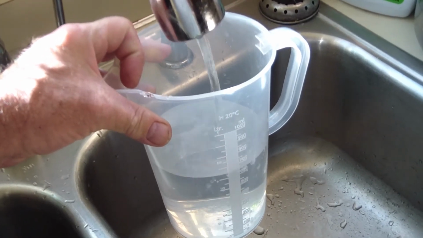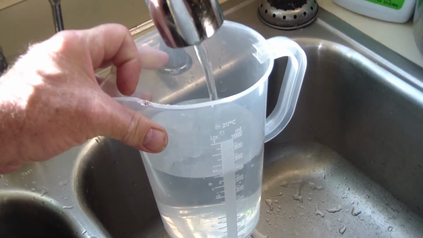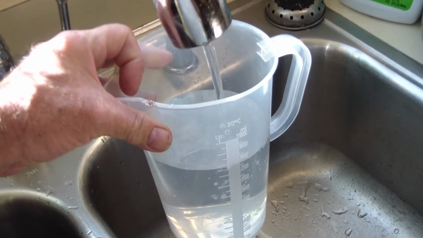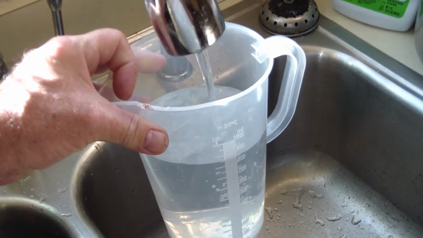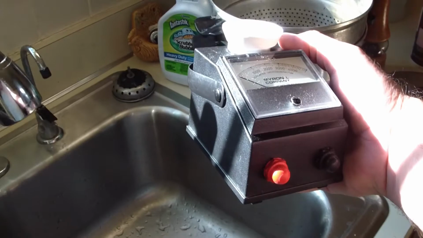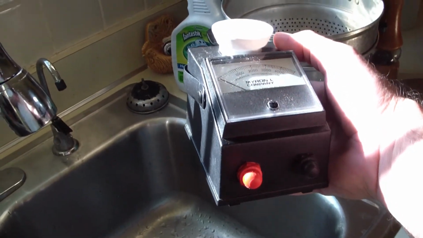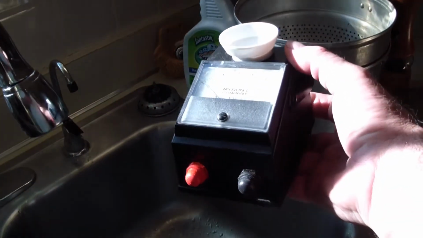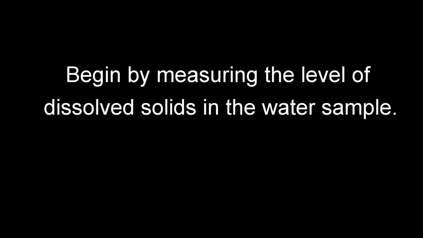First, the 1,000 milliliter beaker is filled with tap water. The beaker will allow exact additions of water. A device called a dissolved solids meter will be employed to measure the level of solids in each sample. The process begins by determining the level of solids found in the tap water.